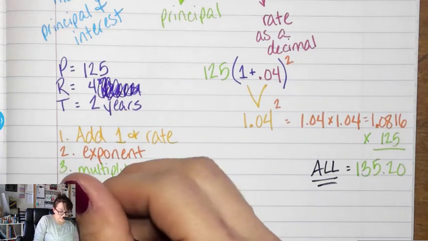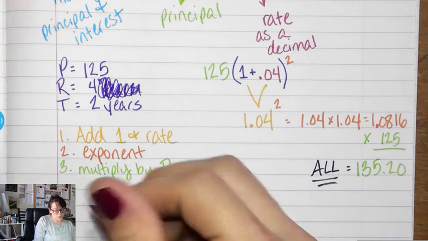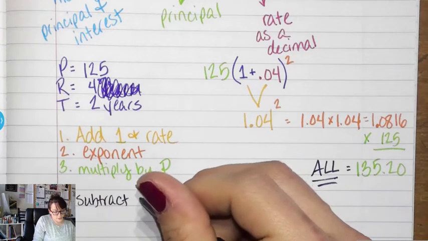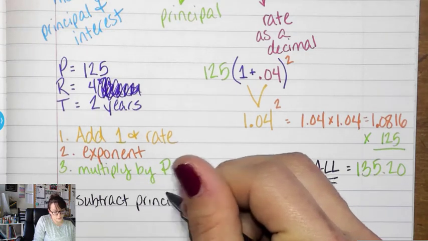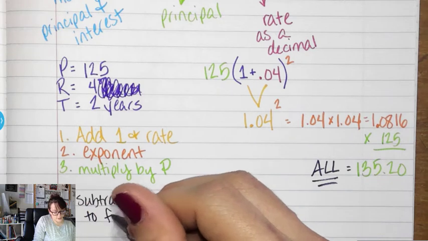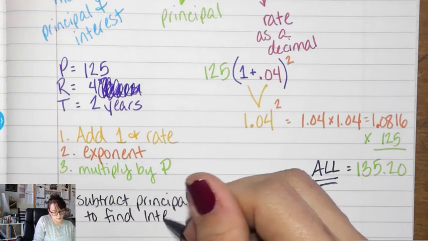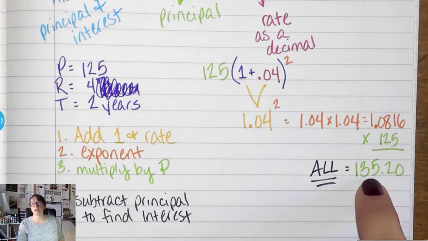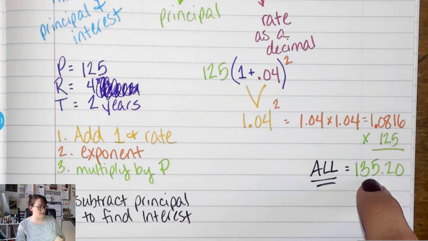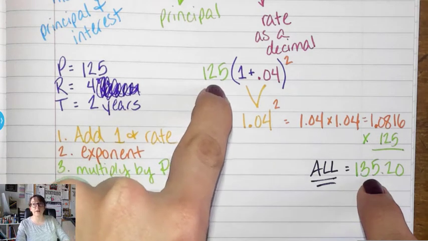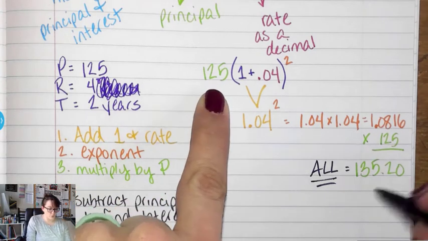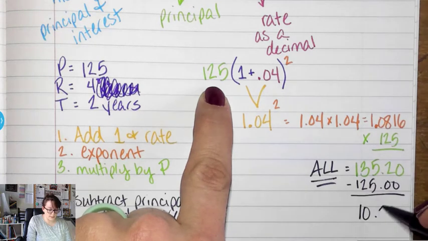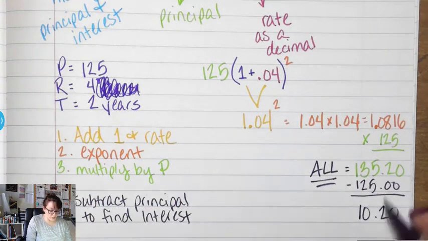So your last step, this is an optional one, subtract principal to find interest. So this is basically saying after 2 years, his account has $135 in it. He put $125 into it. So how much money came from the bank? $10.20. This is interest.